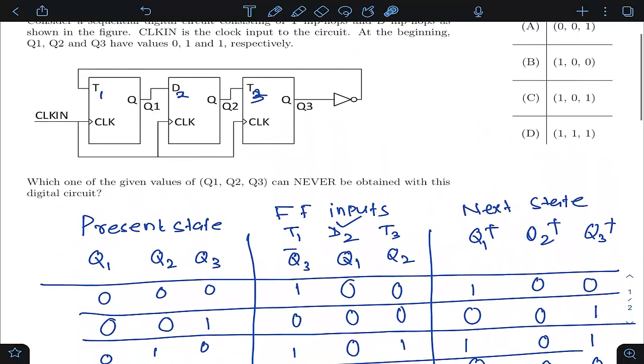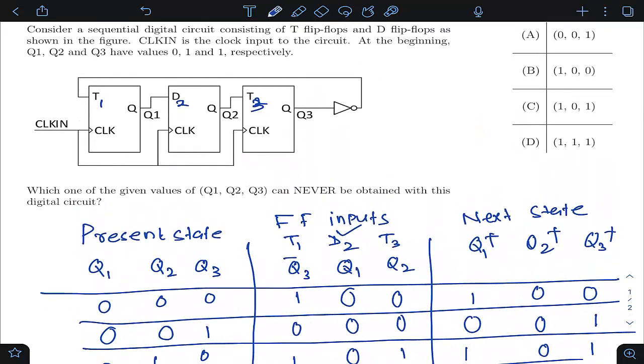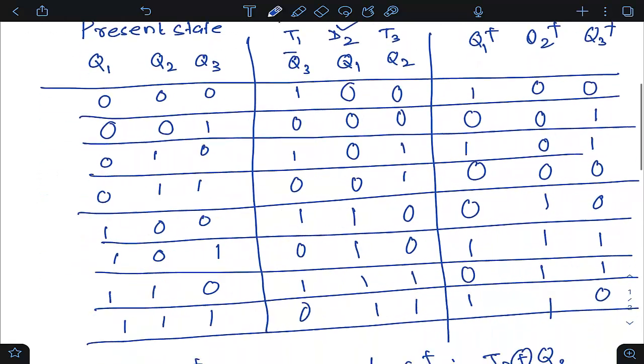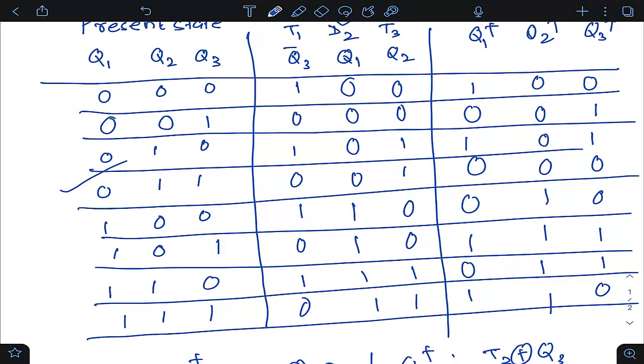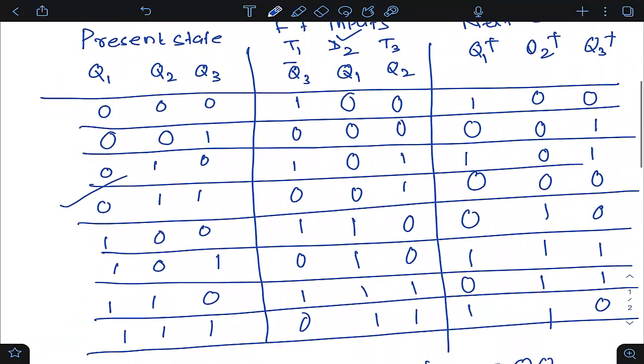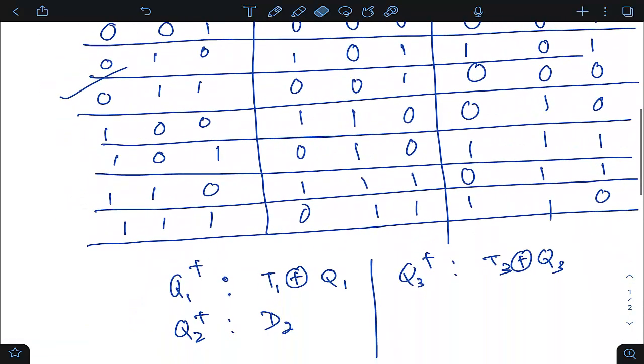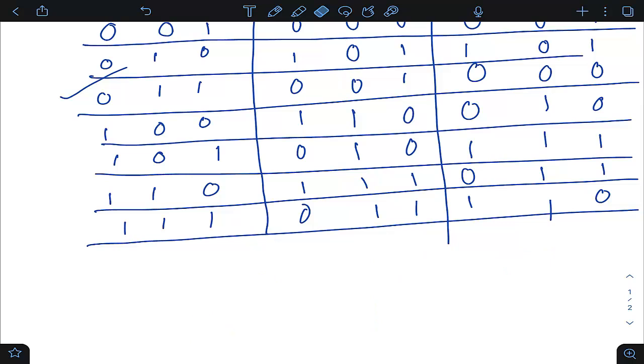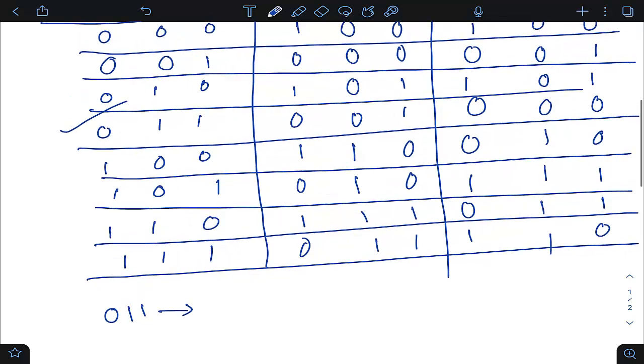Now the point is we need to understand one point, that the initial state which is given is Q1, Q2, Q3, and the initial state is 0 1 1. So we'll be taking the reference as this row. From here we'll be finding the counting pattern. Now if you see, students, if I ask you what the counting pattern of this counter is, the initial state is 0 1 1. So from 0 1 1, where is my counter going?